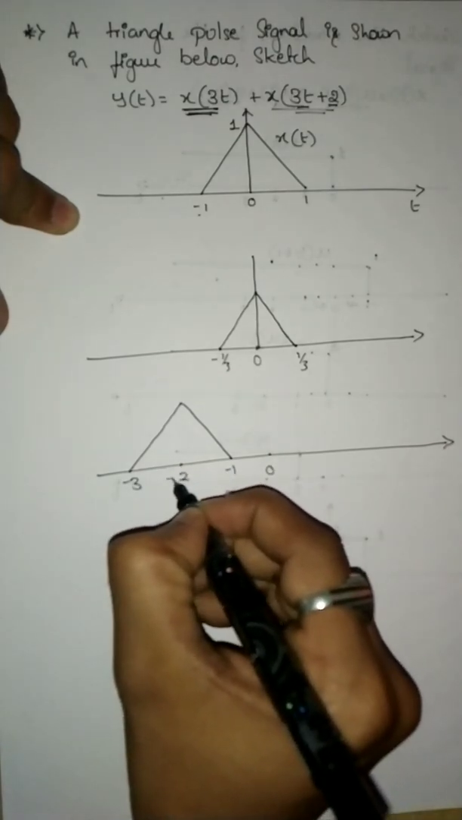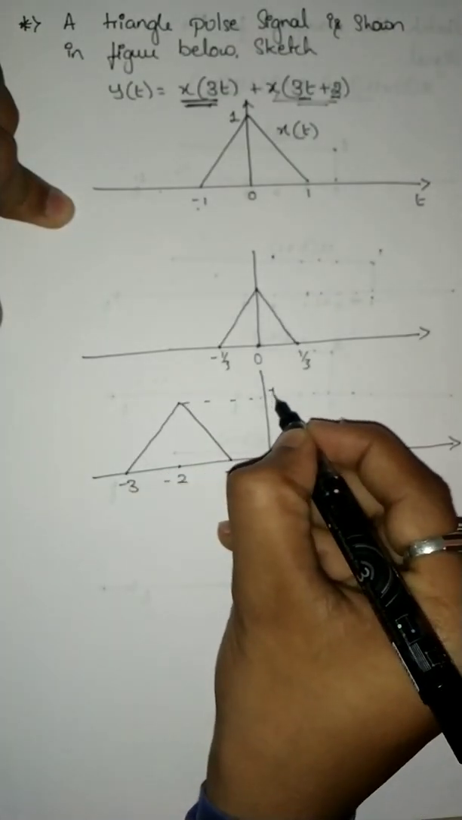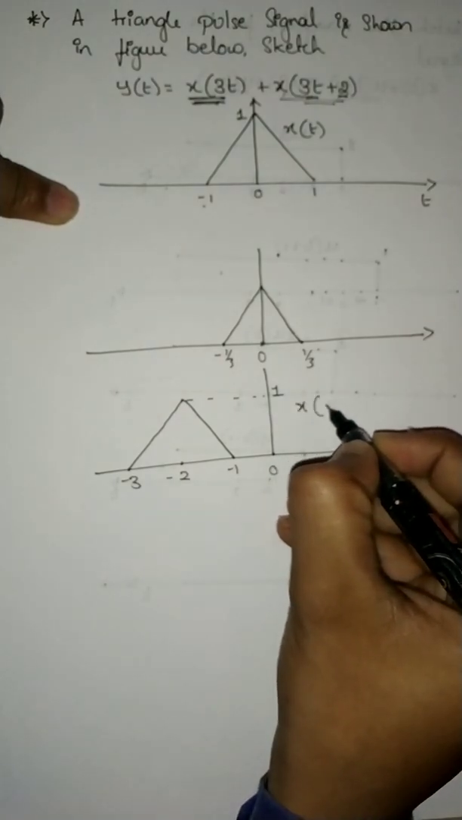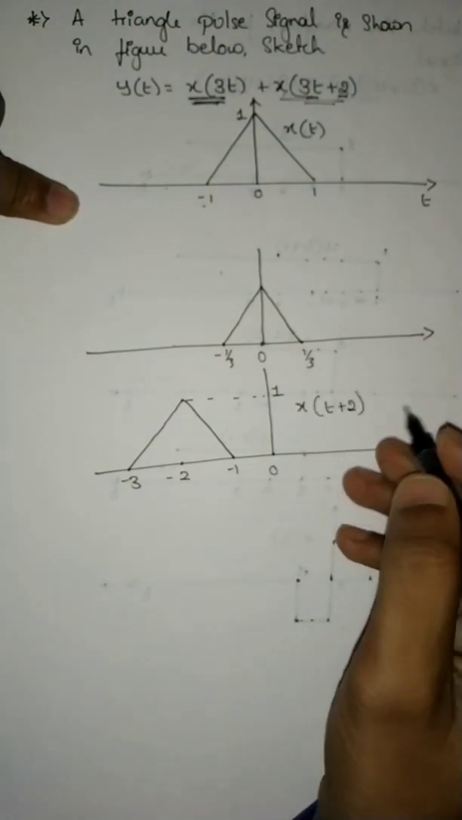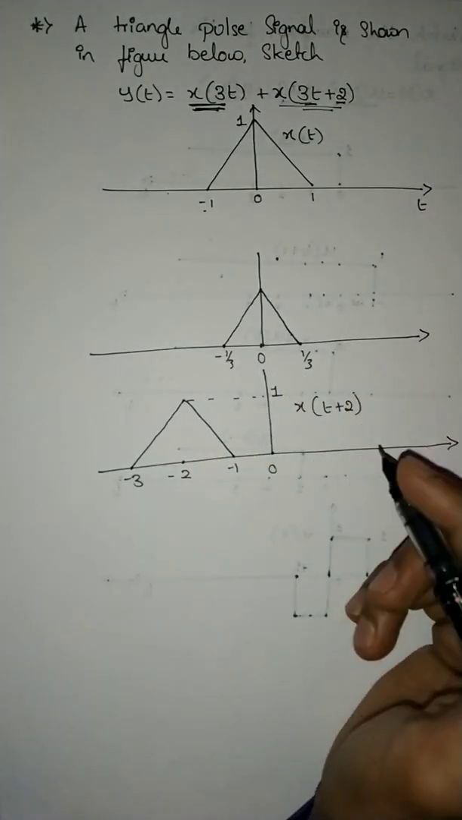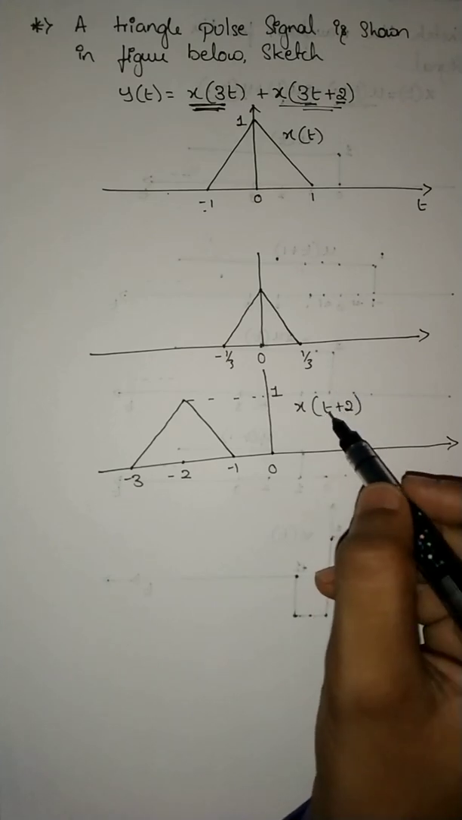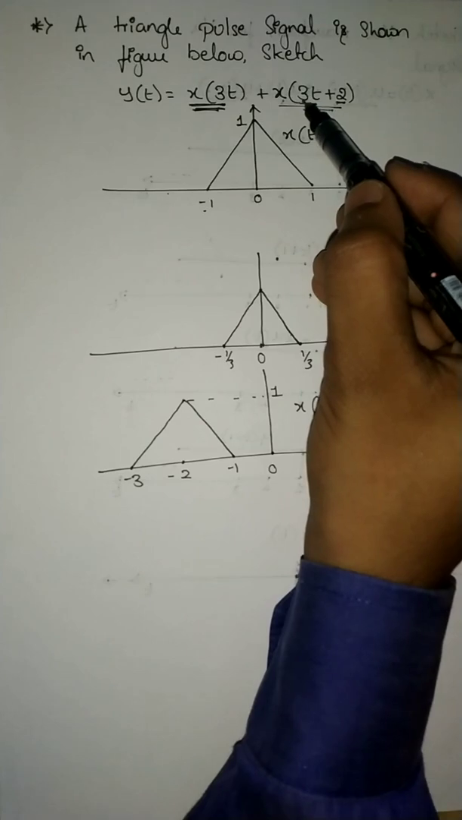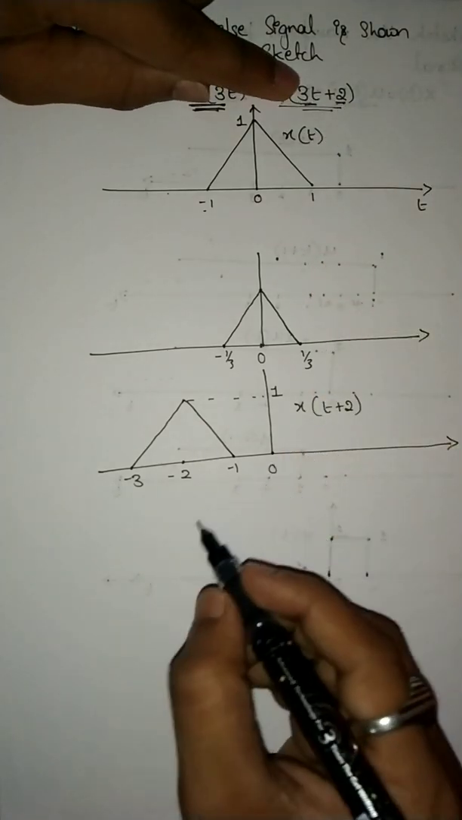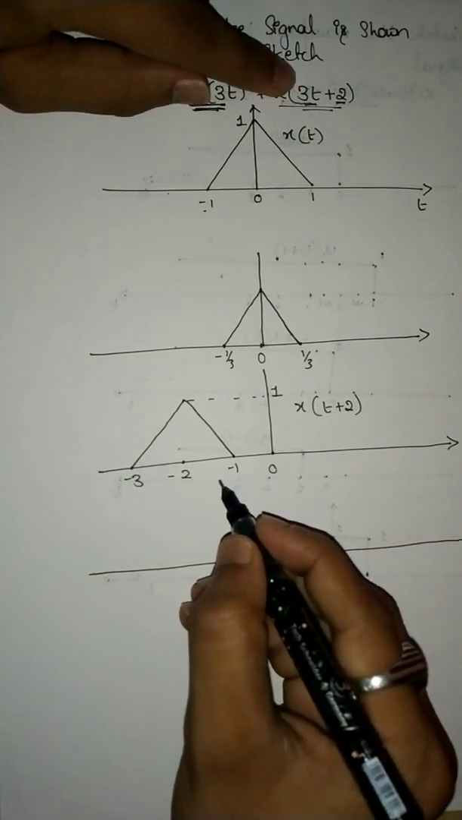At minus 2 the amplitude remains the same. We are not affecting the amplitude, remember. This is x of t plus 2. And now we need to perform time scaling. The signal is multiplied by 3 times, so we need to divide the time scale by 3.